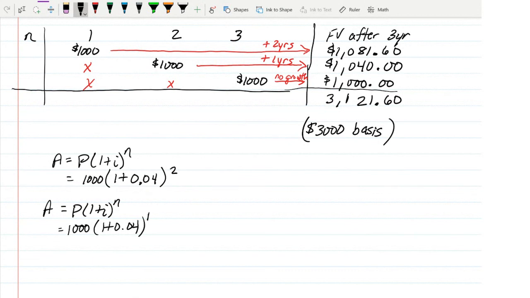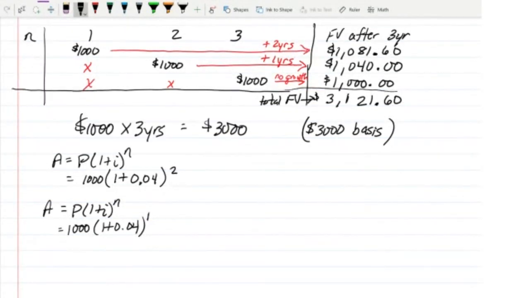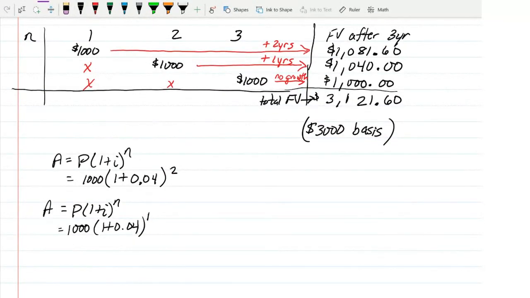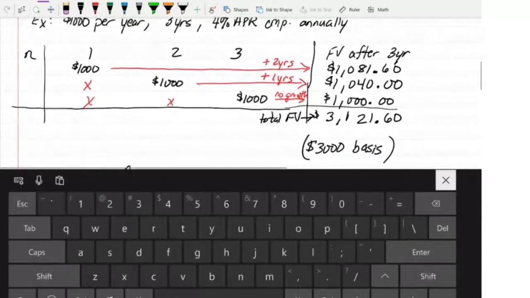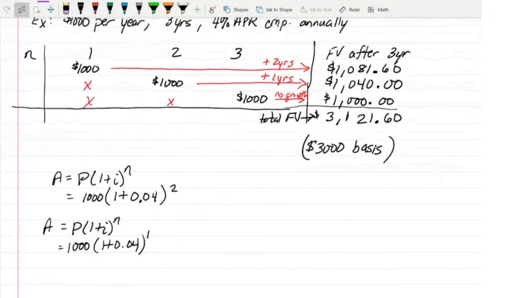$3,121.60. That is the total future value for this entire annuity at the end of year 3. That's my total future value for this annuity.